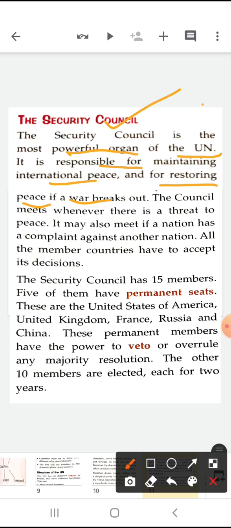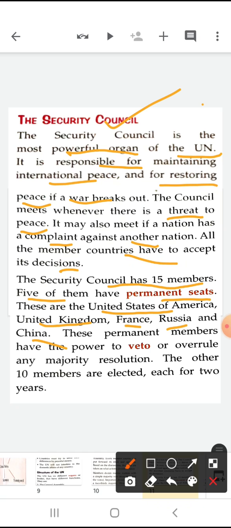The council meets whenever there is a threat to peace. It may also meet if a nation has a complaint against another nation. All the member countries have to accept the decision. The Security Council has 15 members. Five of them have permanent seats: the United States of America, the United Kingdom, France, Russia and China. They have the permanent seat.